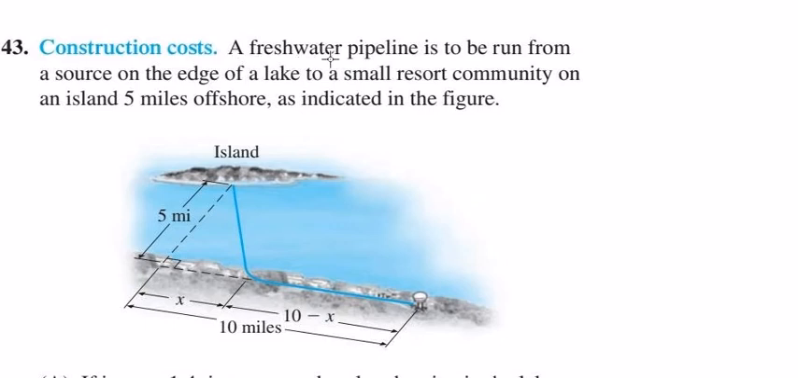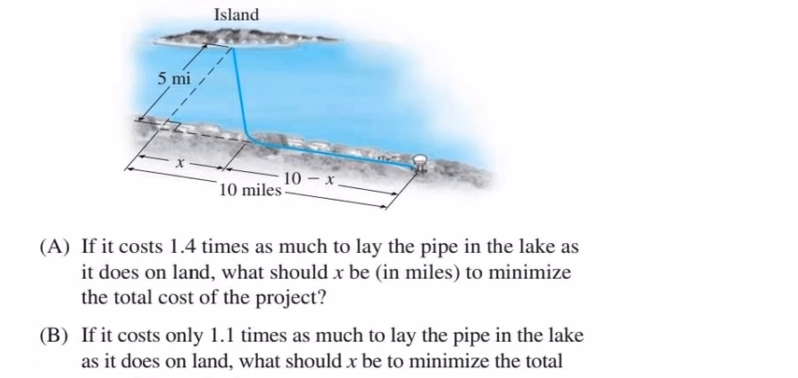A freshwater pipeline is to be run from a source on the edge of the lake to a small resort community on an island 5 miles offshore, as indicated in the figure. So let's see about the figure in here.